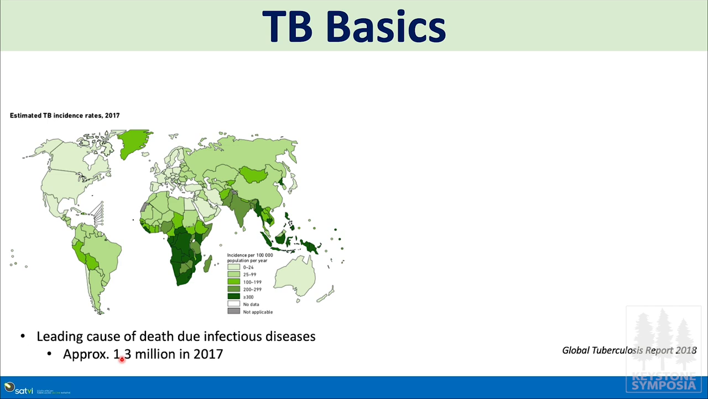So to just give you a background about TB for people who are not aware of it. TB is a highly infectious airborne disease. It's the leading cause of death due to infectious diseases globally, and it's actually the ninth leading cause of death from a disease in the world. In 2017, approximately 1.3 million individuals died due to the disease.